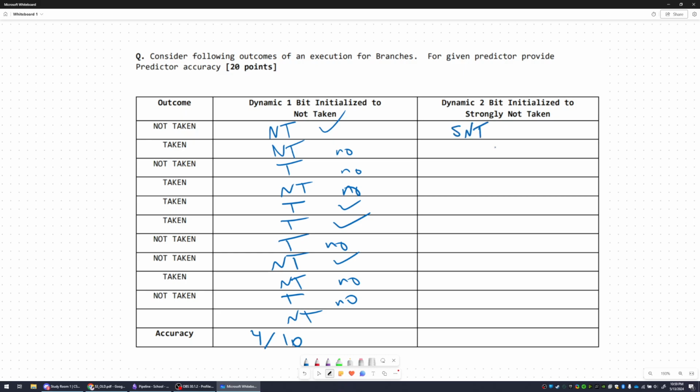Strongly not taken. Good. So strongly not taken. This is wrong. So weakly not taken. This is correct. So strongly not taken. This is wrong. Weakly not taken. This is wrong. So now this becomes weakly taken. And that's right. So it becomes strongly taken. And that's wrong. So weakly taken. That's right. No, that's wrong. Sorry.